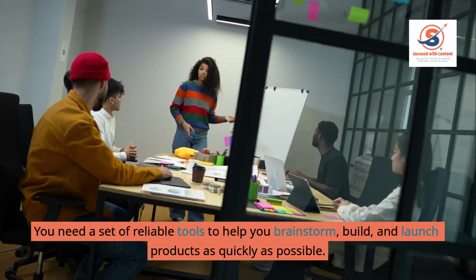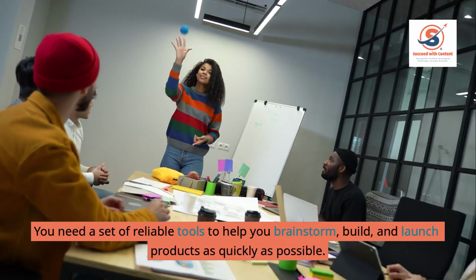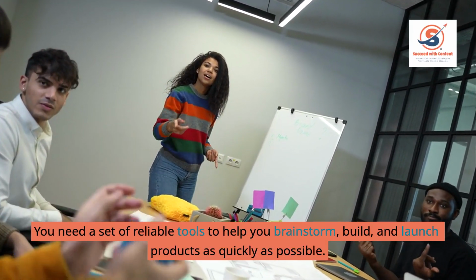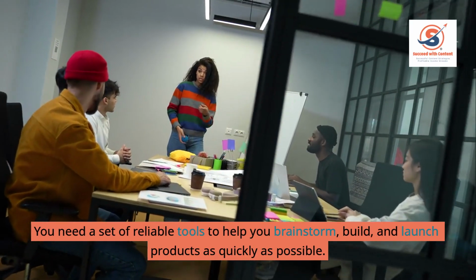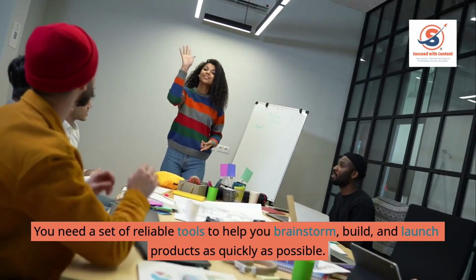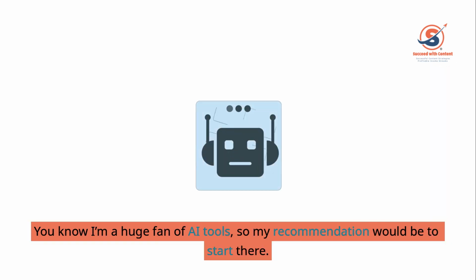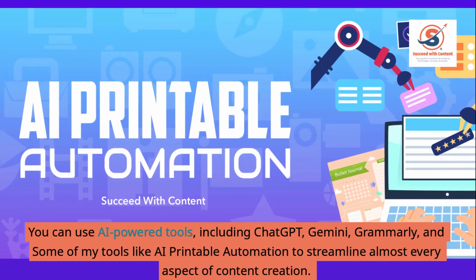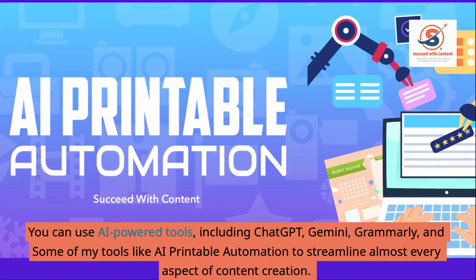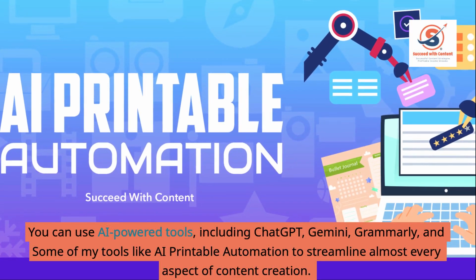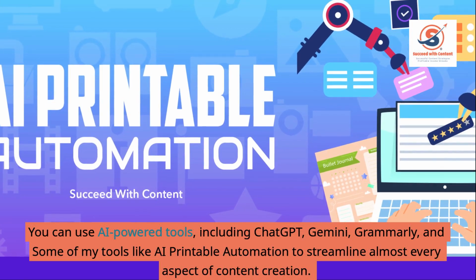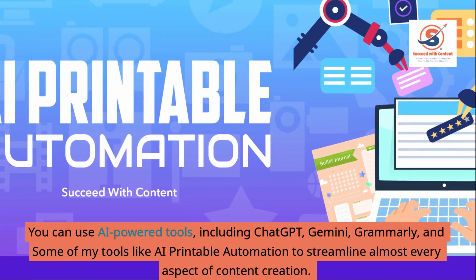This is where the real leverage starts, and it really begins with AI. The sources are really specific here. AI is your starting line. They mentioned the big ones, ChatGPT, Gemini for ideation and drafting, the usual suspects, and Grammarly for quality control, of course. But they also put a lot of emphasis on highly specialized systems like AI Printable Automation that are designed to streamline almost every aspect of niche creation. It's a key distinction. If you try to do all of this manually today, you're leaving so much on the table. You're wasting capacity.